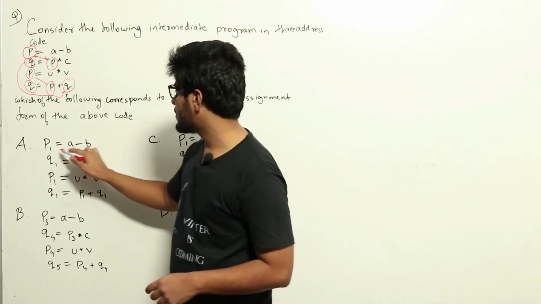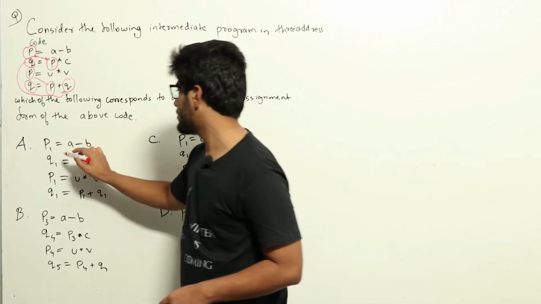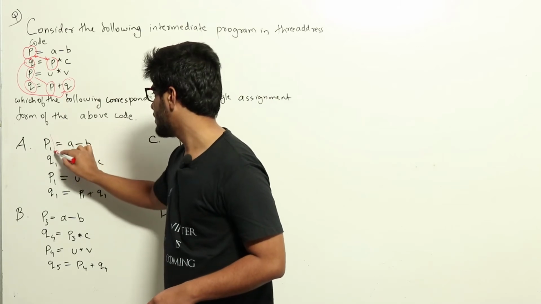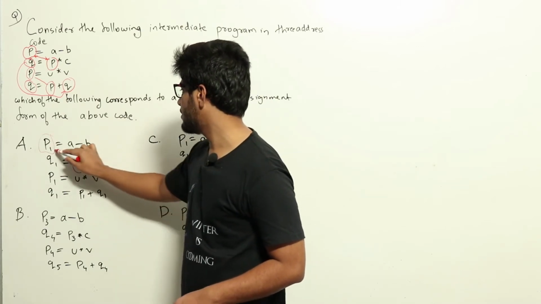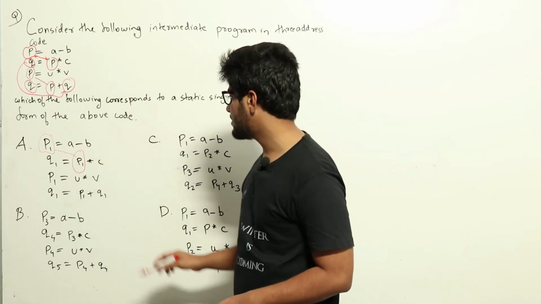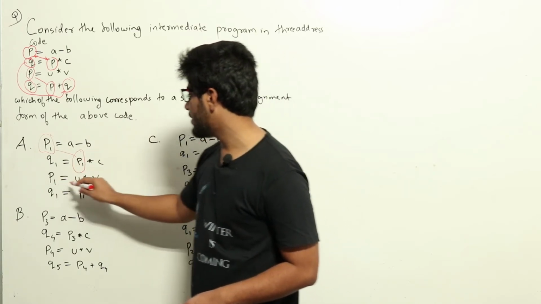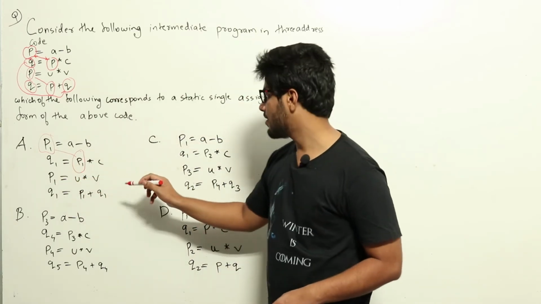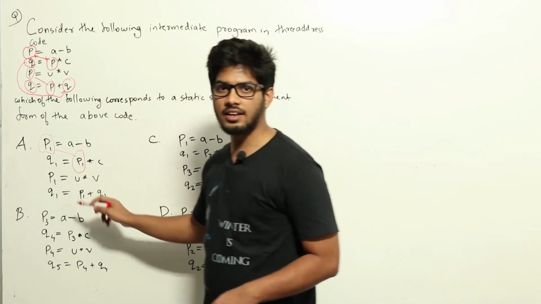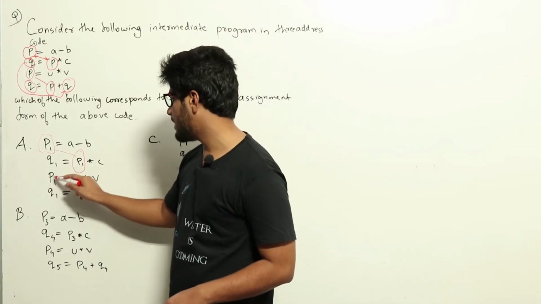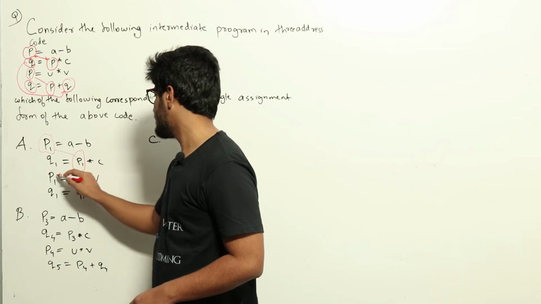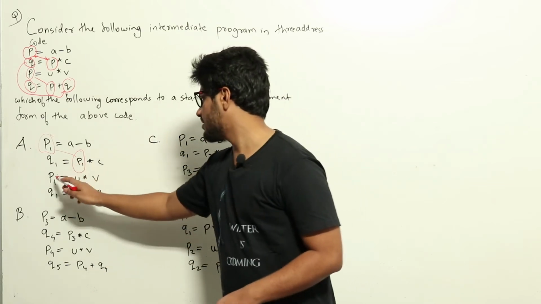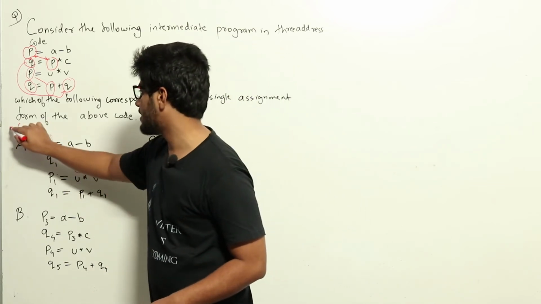Here see, P1 equals A minus B, P is being given a new subscript 1 here, that's fine, and here it's used as P1, so P1 and P1 is same, this is correct. After that we are assigning P1 equals U into V, this is wrong. Here P is getting assigned again, so we had to use a new name like P2 or something here. So this and this is matching, these are not different names, so A is not the answer.